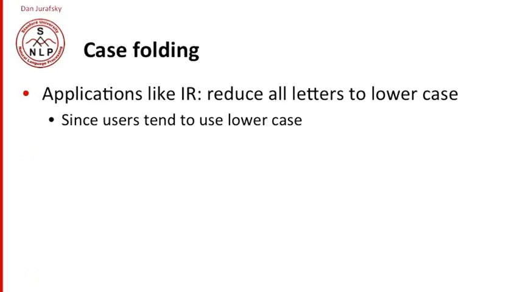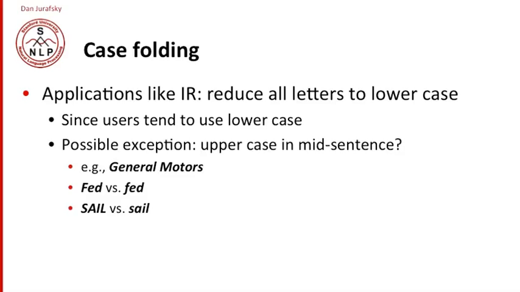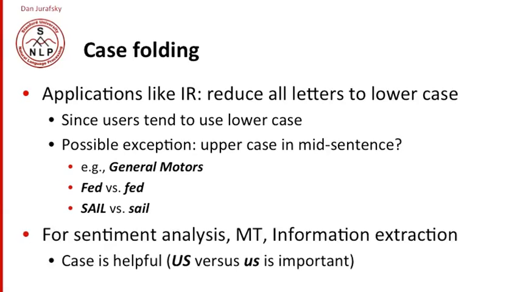So for example, in information retrieval, we generally reduce all letters to lowercase, since users tend to use lowercase, with some small exceptions. So for example, if we see uppercase in the middle of a sentence, like General Motors, we might want to keep the case. And this matters for distinguishing the verb fed from the Federal Reserve Bank with a capital F, or a group like SAIL, the Stanford Artificial Intelligence Lab, from the verb sail. And it turns out that for sentiment analysis or machine translation or information extraction, case is in fact very helpful. So there's a big difference between US and us.